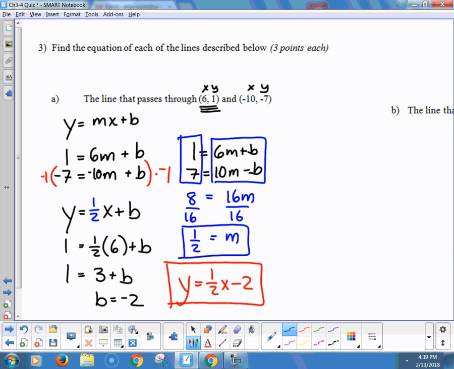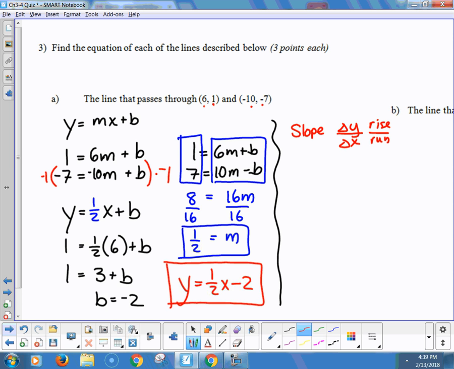Here is another way. If we take a look at these 2 points, my y values are 1 and negative 7, x values are 6 and negative 10. One thing we know is that the slope is the change in y's, which is called the rise, over the change in x's, which is called the run. So the change in the y's would be from 1 to negative 7. If you're thinking about this on the number line, here's 0, here's 1, here's negative 7. That is a distance of backward 8, or negative 8.